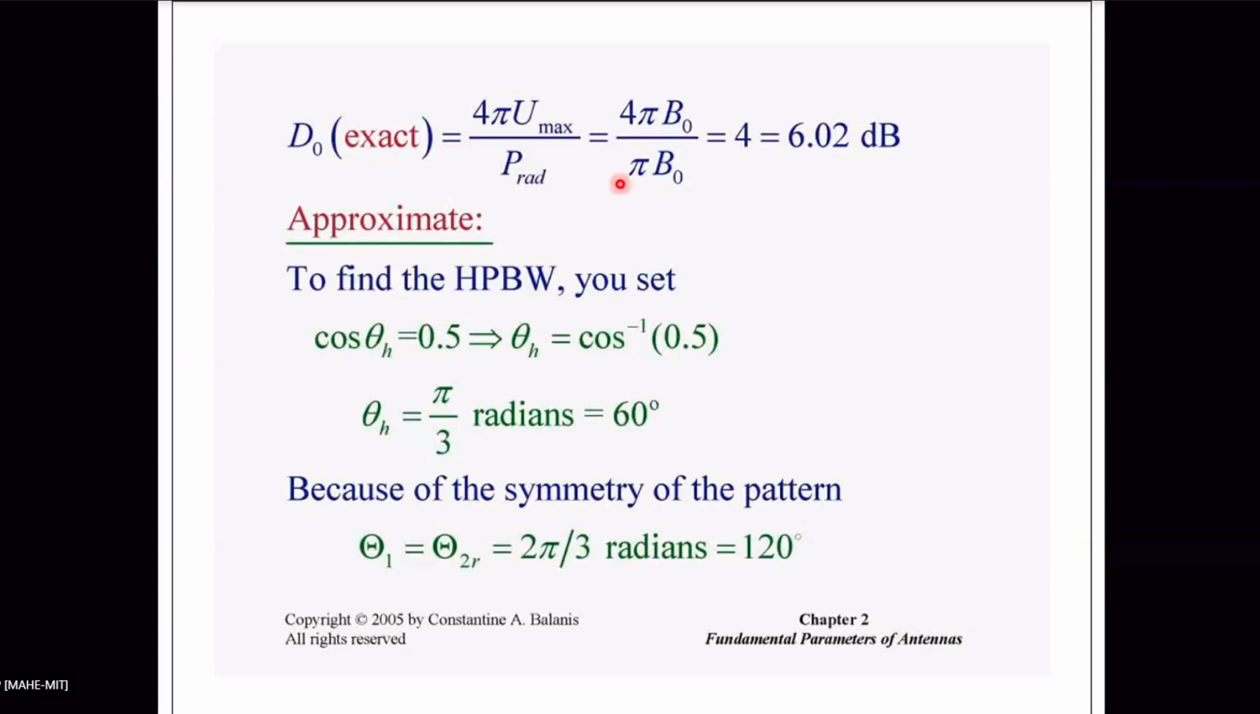By solving this equation, you get the exact directivity, U max by P rad. U max is B naught. So the half power beam width theta h is 60 degrees, and theta 1 r and theta 2 r are 2 pi by 3 or 120 degrees. Can I go to the next slide? Yes, sir.